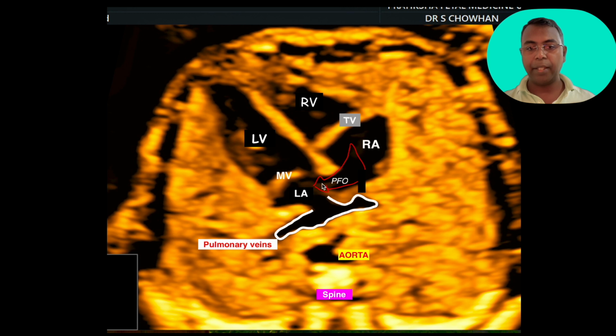We also see a connecting space between these, which is called the foramen ovale, and blood flows from the right atrium to the left atrium. This is why it is important, because 60% of the cardiac anomalies are seen in the four-chamber view.